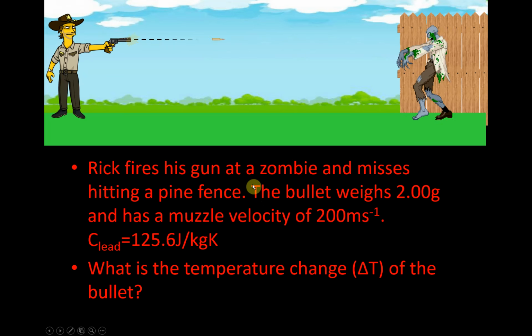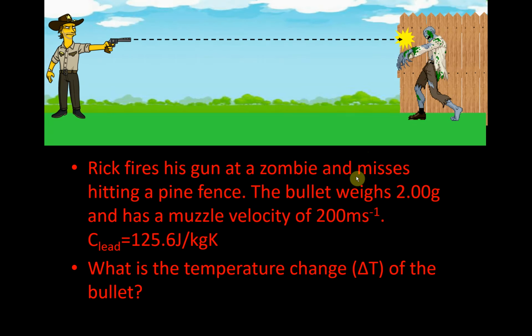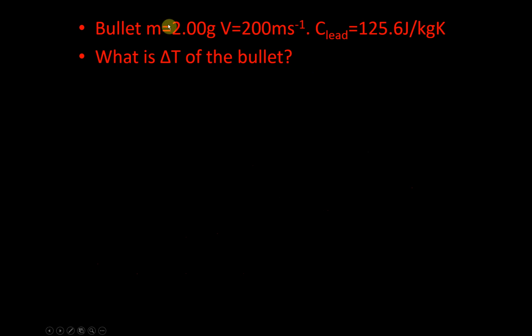So he fires the bullet with a specific energy. It's going to hit this fence and then transfer thermal energy to the fence. So let's write down what we have. We have the bullet mass, we have the velocity, and we have the specific heat of lead. What is the temperature change of the bullet?